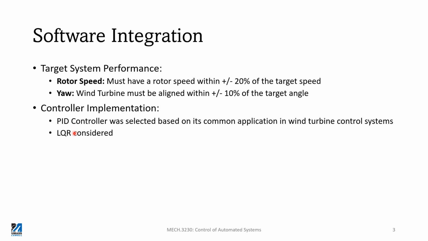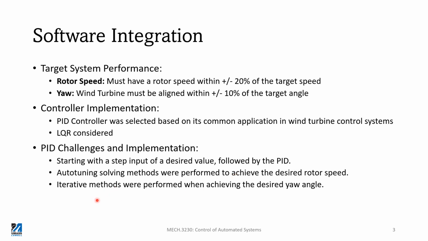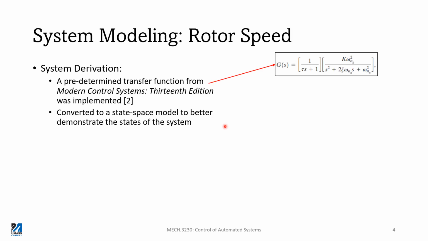wind direction. Controller implementation: a PID was selected based on its common application in wind turbine systems, but LQR was considered but not used because no weighting is used between rotor and yaw. PID challenges and implementation. Basically, it started with a step input of either a desired rotor speed and yaw, followed by the PID, followed by other parameters, and we'll get into these other auto-tuning and iterative solving methods with the PID later.